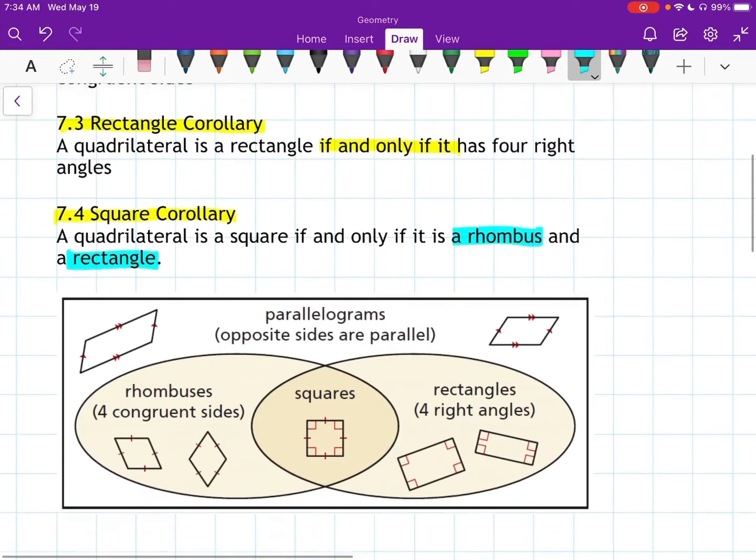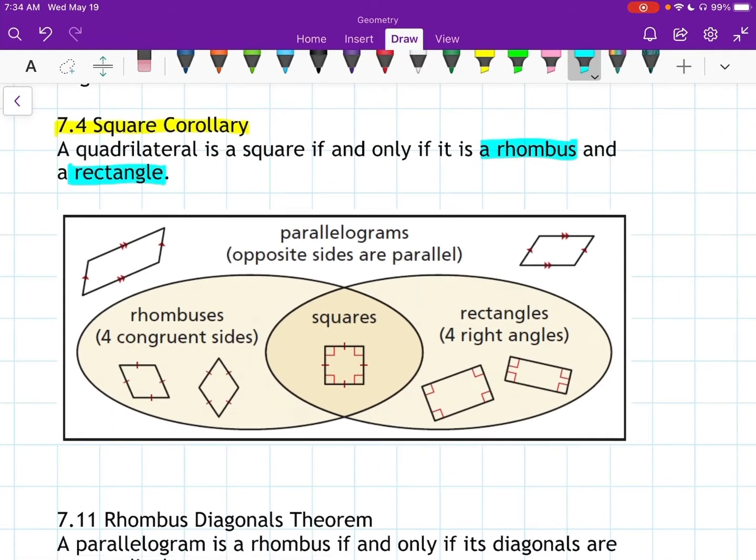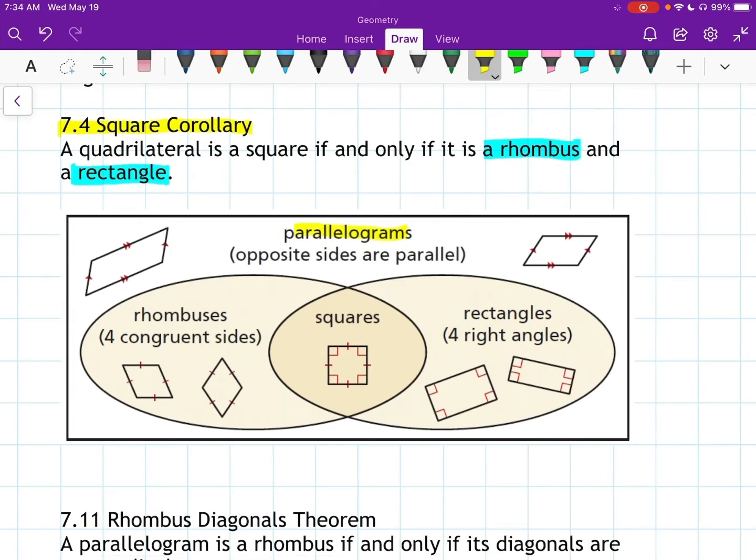To show that, we've got a little bit of a picture here, and I like this picture a lot. You don't necessarily have to copy it down, but we have our big box is parallelograms. We know that parallelograms have opposite sides that are parallel, right? Over here we have rhombuses, which have four congruent sides, and here's a couple of pictures of rhombuses. And then we have rectangles with four congruent angles, and here's a couple of pictures of rectangles. And then, what is this, a Venn diagram where it overlaps, that's where we get the square. That's what I said, the square is kind of like the child of the two.